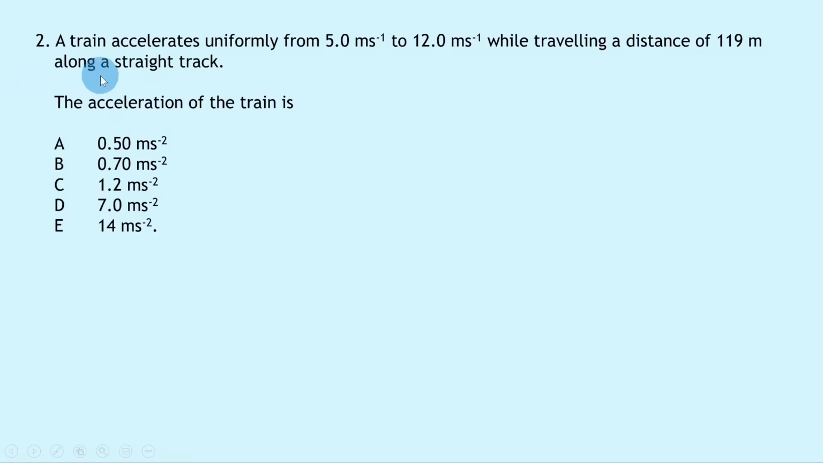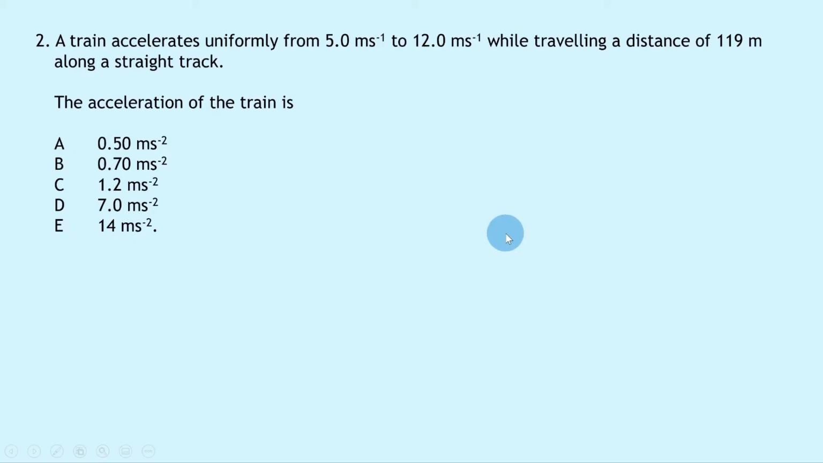Question 2 says a train accelerates uniformly from 5.0 meters per second to 12.0 meters per second while travelling a distance of 119 meters along a straight track. The acceleration of the train is. Well, notice the question gives an initial speed, a final speed, a distance, and we're asked for an acceleration. So this is dealing with equations of motion here. So we're going to write down suvat in order to find out which equation of motion we need to use.